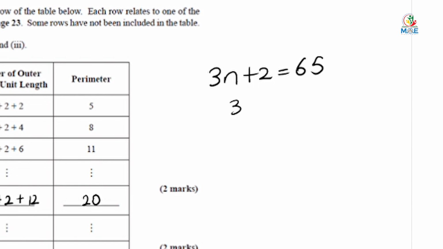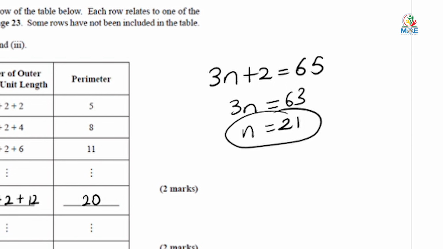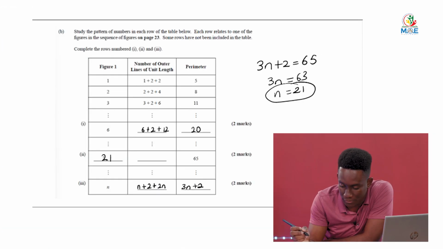So 3n would be equal to, so this 2 is adding, take it over to subtract. So 3n is equal to 65 subtract 2, which will give me 63. Hence n would be equal to 63 divided by 3, which will give me 21. So the value of n would be 21. So here would be 21. So because here is 21, I know the first number here would be 21.